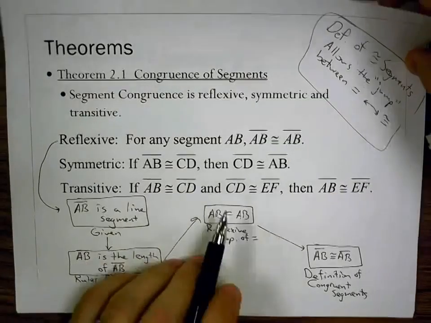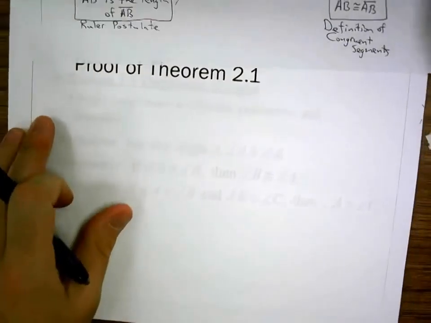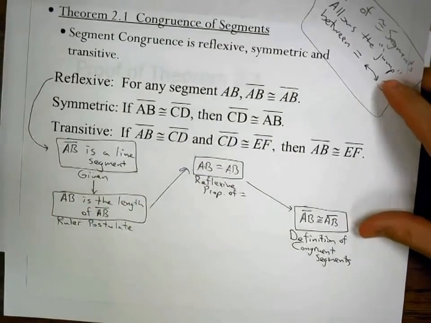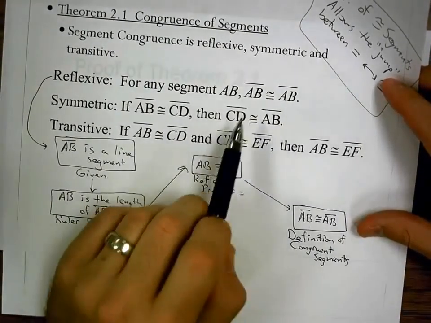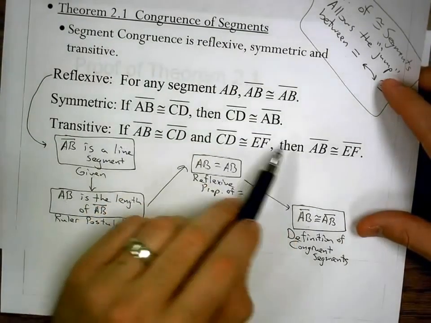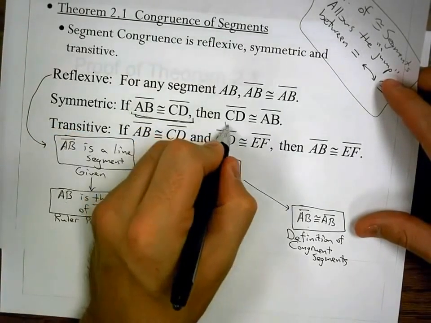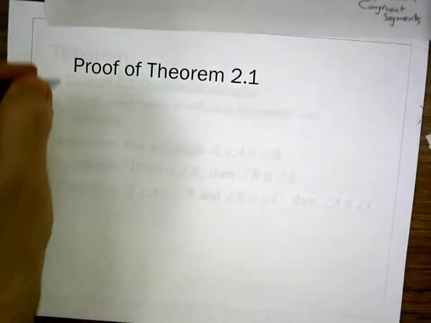So next one is symmetric. For symmetric, I have if AB is congruent to CD, then CD is congruent to AB. This if hypothesis is our given, and that's what we're proving.